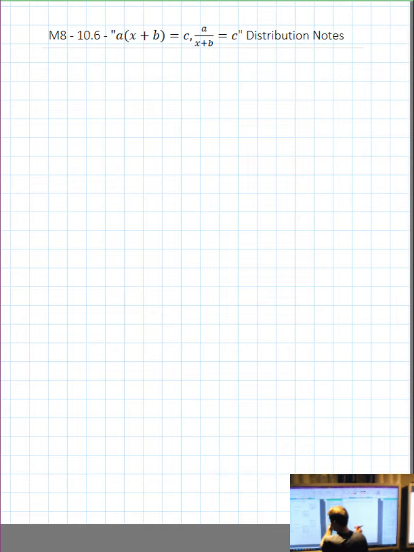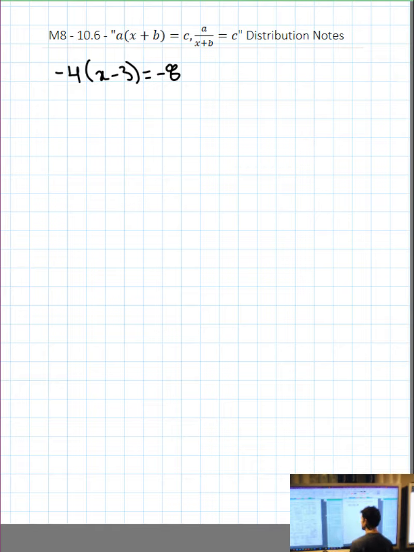Okay, let's take a look at a whole bunch of examples of distribution. So let's take something like negative 4 open bracket x minus 3 close bracket equals negative 8. Notice I skipped a line from my title. It's always helpful in case you want to do steps directly above the question. If we have something in front of the brackets, we're simply going to take that thing and distribute it in, multiplying it in, putting an arrow from the thing in front to both things.